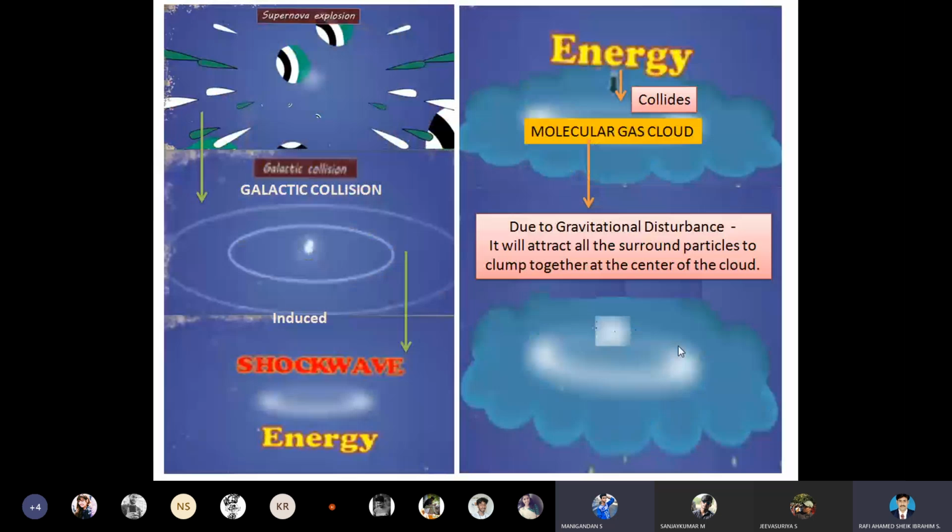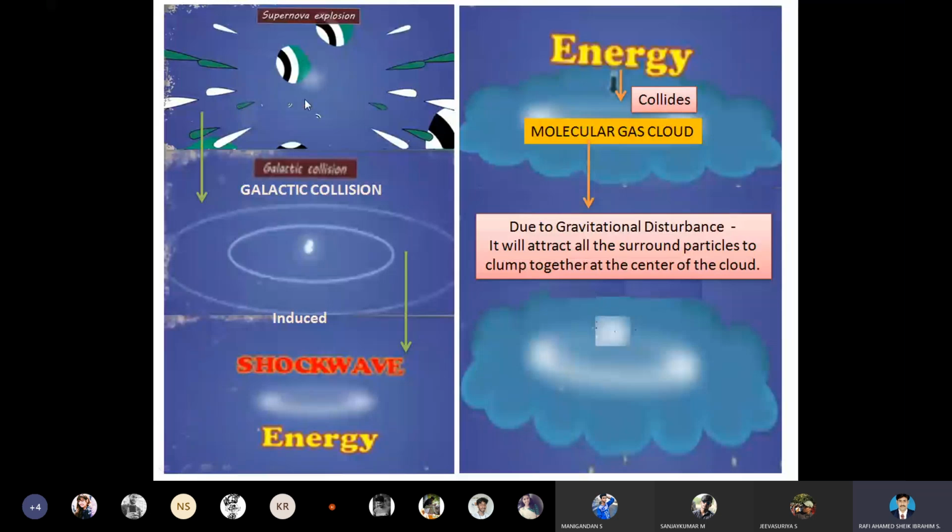See what happens. A supernova explosion takes place, in general, in the universe. This supernova explosion makes a huge collision.